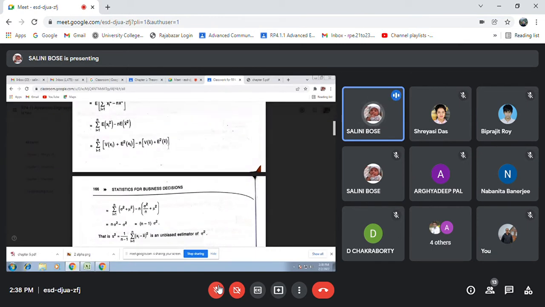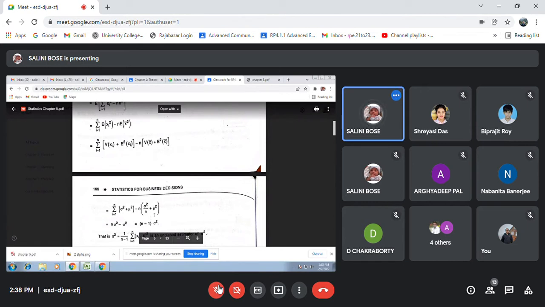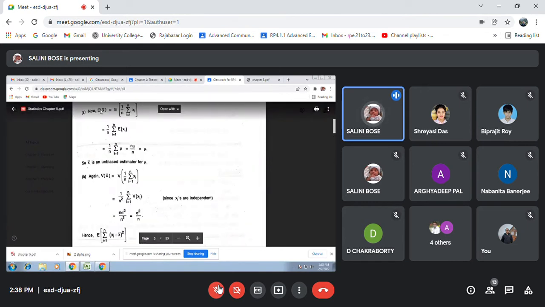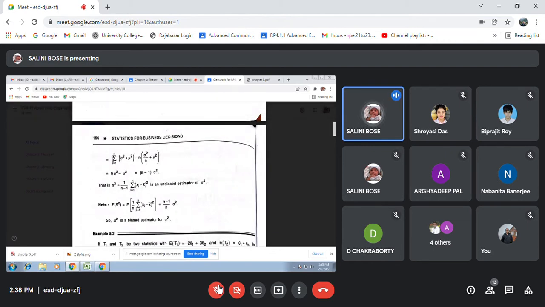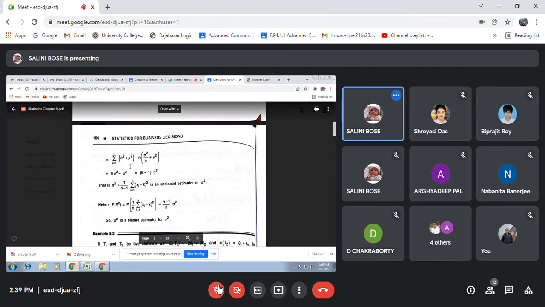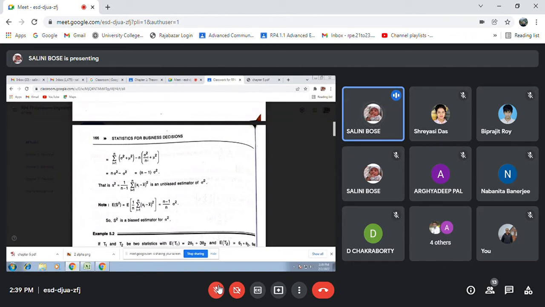E square x means mu square, because E of x bar equal to mu. E of x bar is equal to mu, so E square x bar equal to mu square. Just put the values. So this is n sigma square, this is summation of i equal to 1 to n. So we can write n sigma square, and this is n mu square minus n sigma square by n minus n mu square. So n mu square will cut out, so we will have n sigma square minus sigma square, that is n minus 1 sigma square.